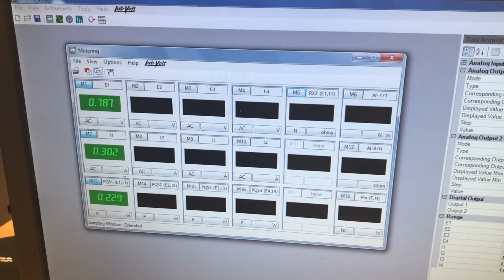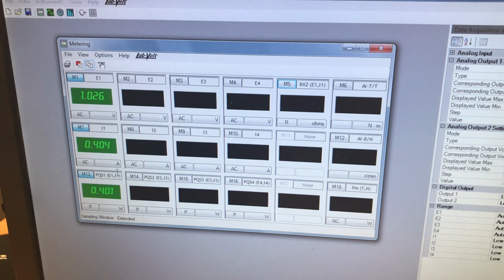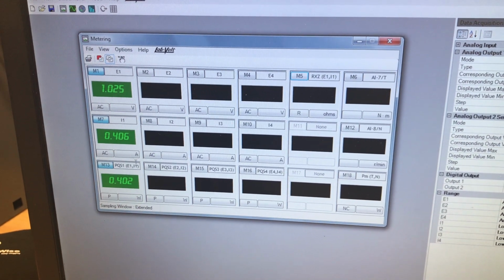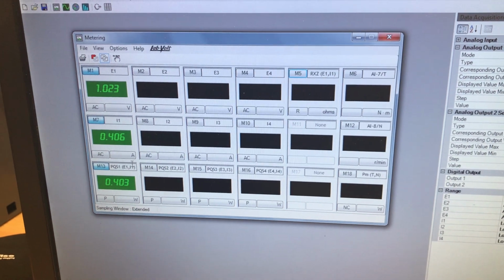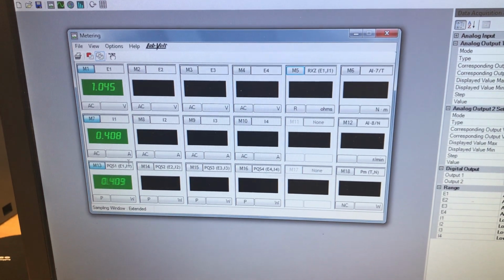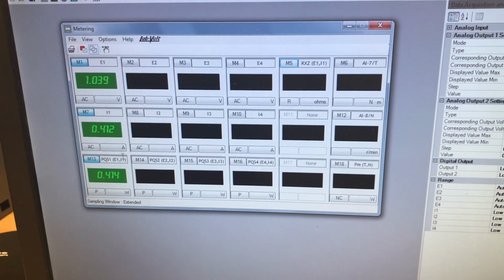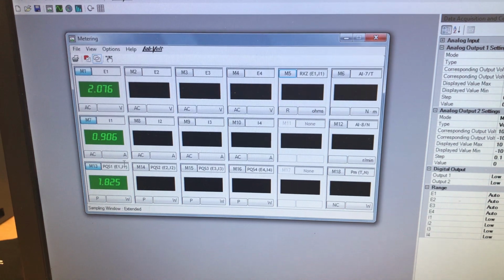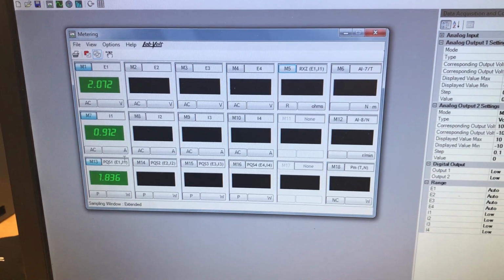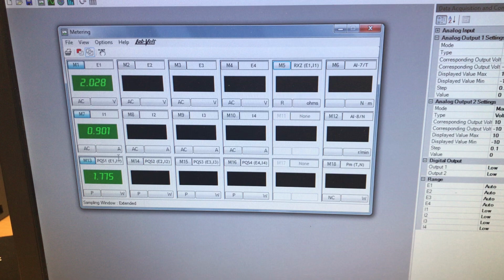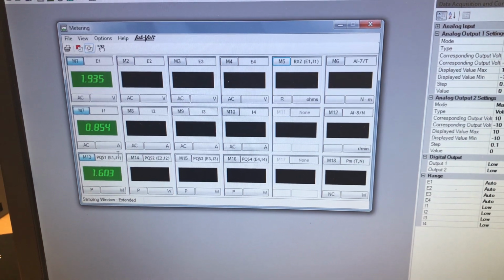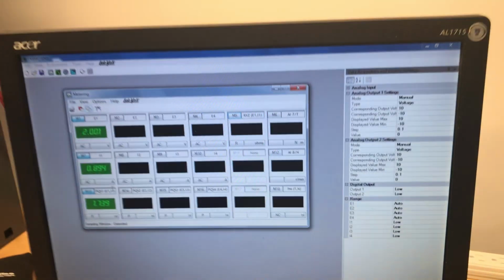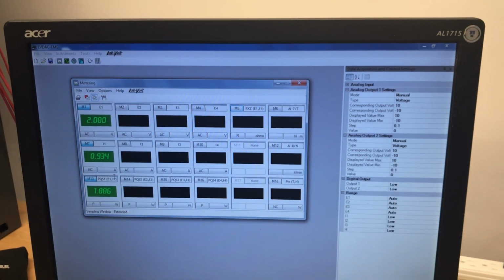I just started. So let us assume that the voltage is 1.04 and the current is 0.4 and the power is 0.413. Let me increase the voltage a little bit, make it, for example, 2. The voltage is 2.07 and the current is 0.9 and the power is equal to 1.9. Let me change more.